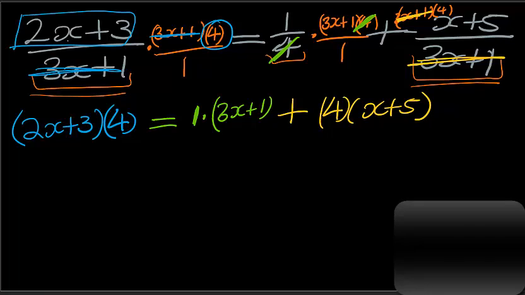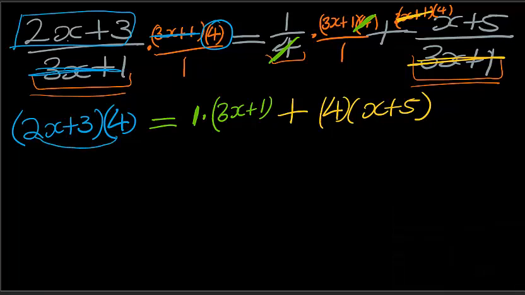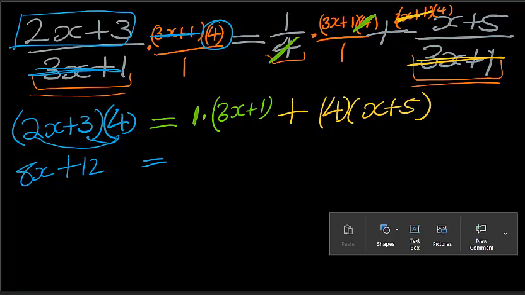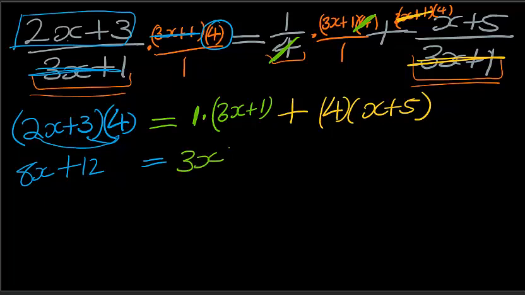Now I am going to multiply it out. So 4 times 2x gives me 8x. 4 times 3 gives me 12. That is equal to 3x plus 1. And then 4 times x is 4x. And 4 times 5 is 20.